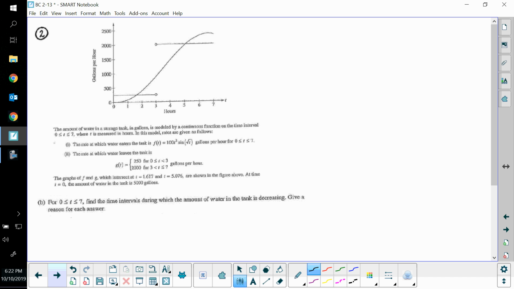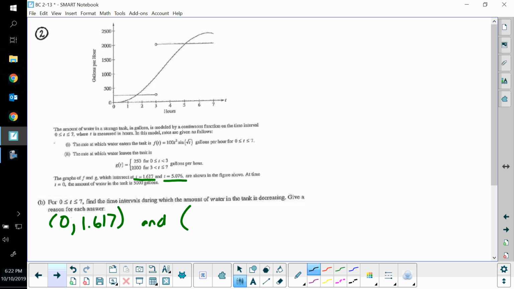All right, part B. Find the time intervals during which the amount of water in the tank is decreasing. Well, if the amount of the water is decreasing, we want to look and see when is the water leaving the tank greater than the water that is entering the tank. So basically we're looking where are the horizontal lines above the curve. Now they told us what those intersection values were for t right here, which was quite convenient. So our interval should be from 0 to 1.617.